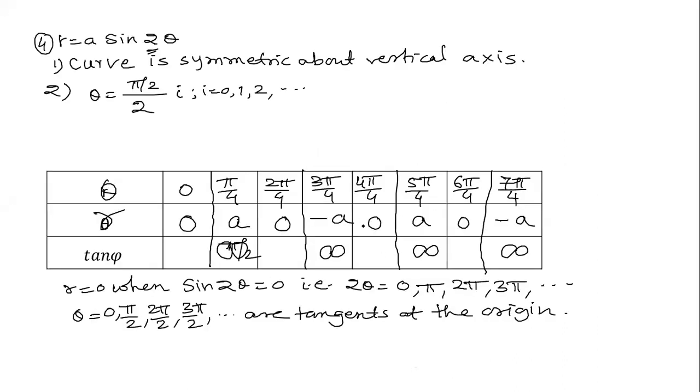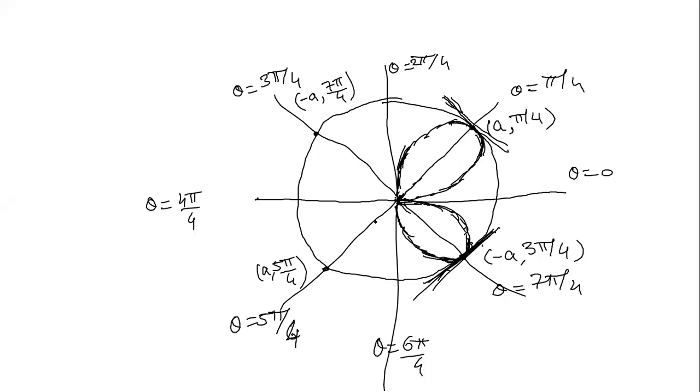Yes. After that, theta equal to 5 pi by 4, r equal to a. So in the same direction, again phi is equal to 90 degrees, so it will be like this. And we know that theta equal to pi is a tangent at origin, and theta equal to 3 pi by 2 is also another tangent at origin.